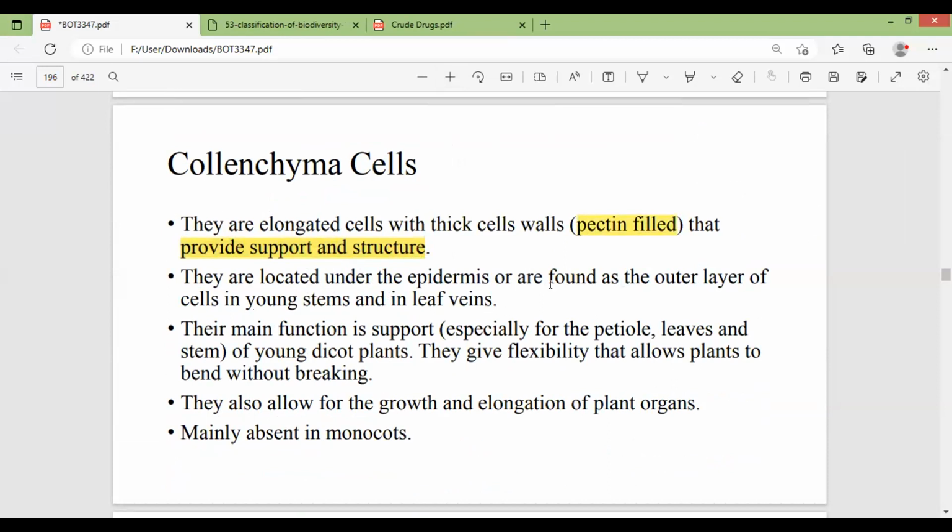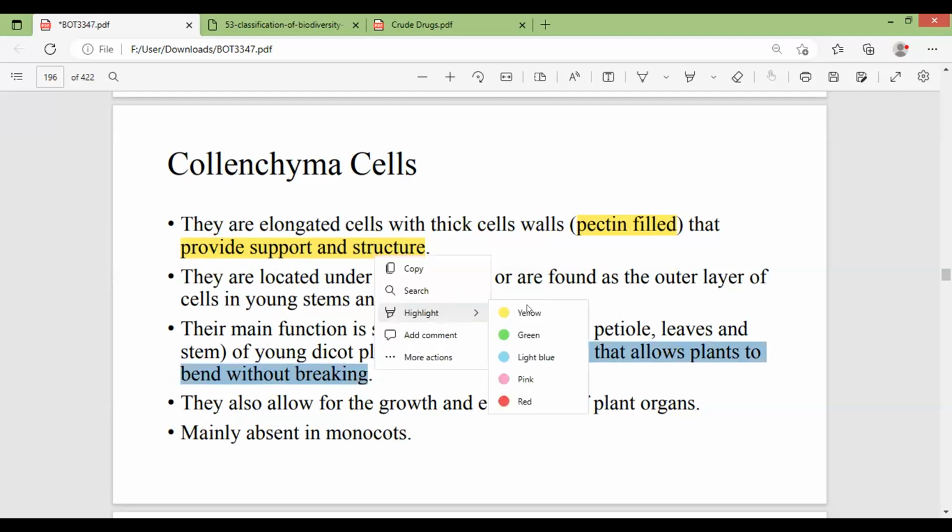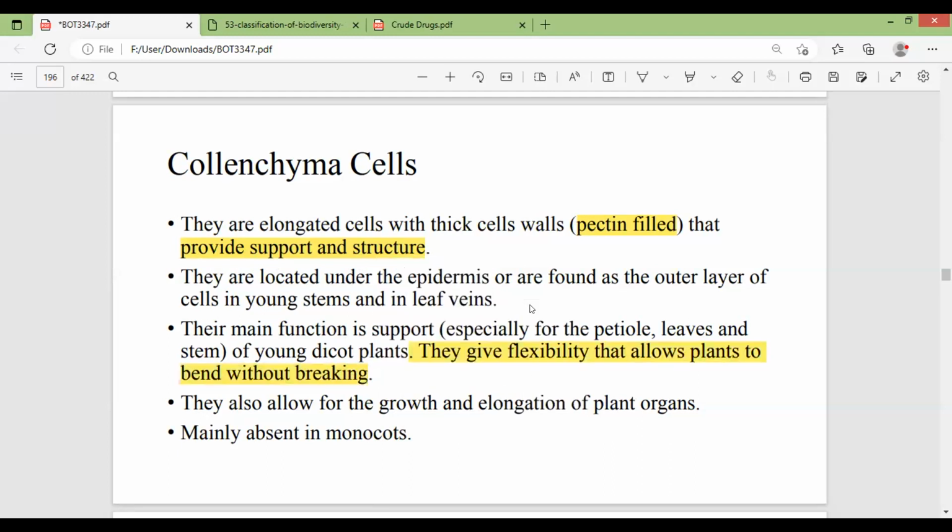They'll be found under the epidermis or as the outer layer of cells in young stems and in leaf veins. But the main thing with collenchyma is providing support and structure. They are what makes your plants be able to bend without breaking, right? They also provide that flexibility. Okay. And then for collenchyma cells, we're seeing something unique here, that you won't find them in monocots.